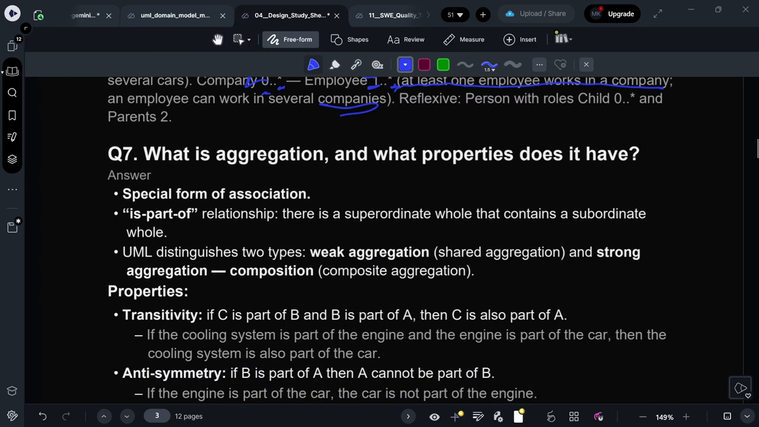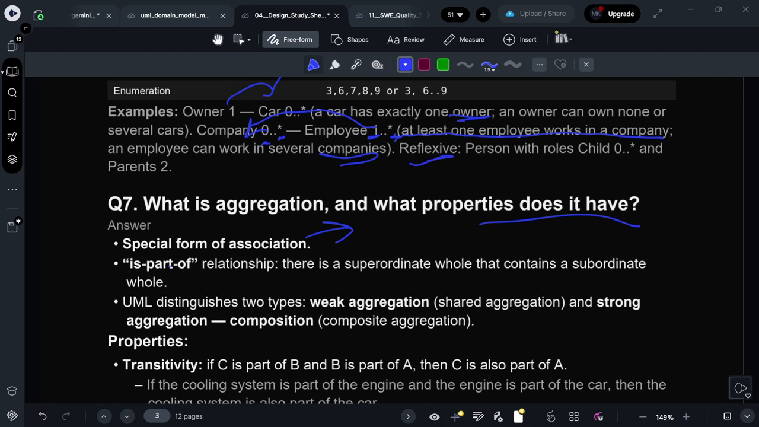Then persons with roles, child 0 to many and parent 2. This is reflexive. A child only has 2 parents, but a person can have 0 children or many children.